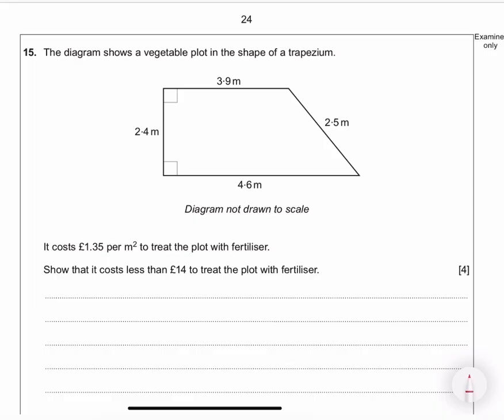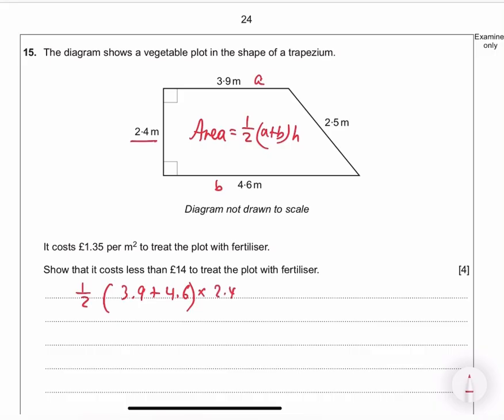Question 15. The diagram shows a vegetable plot in the shape of a trapezium. So we've got a trapezium with 4 measurements on it. Then it costs £1.35 per meter squared to treat the plot with fertilizer. Show it costs less than £14 to treat the plot with fertilizer. So this is an area question because you're finding the space inside the shape. And the area formula will be given to you. Look in the additional formula sheet, and that is half times (a plus b) times the height.